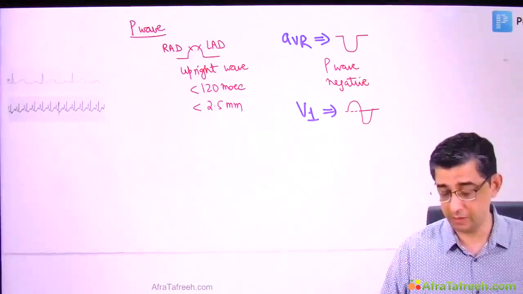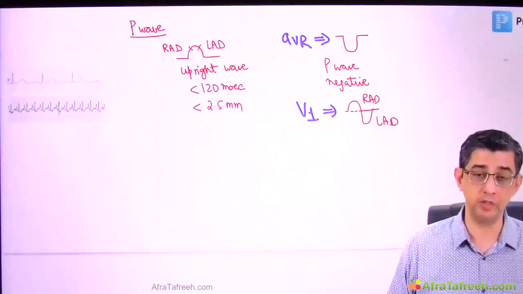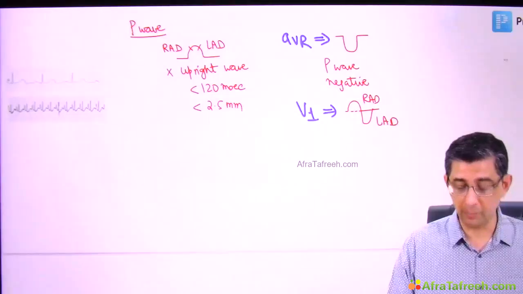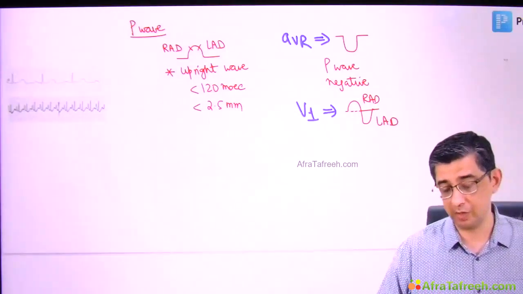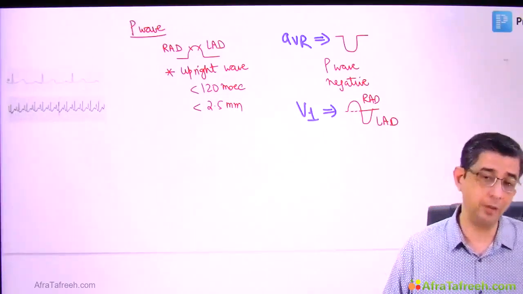The part above the baseline is right atrial depolarization. The part below the baseline is left atrial depolarization. So the message at this junction is that the P wave is always an upright wave but can be negative with respect to AVR and can be biphasic with respect to V1. And now we will look at an abnormality.